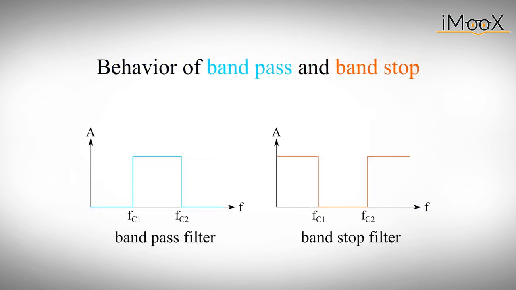We can also build combinations of low pass and high pass to get two more types of filters, the band pass and the band stop filter. These types simply have two corner frequencies, between which lies the pass band or the stop band respectively.